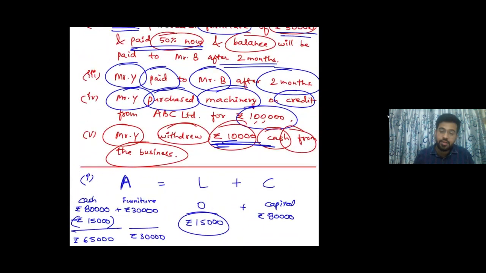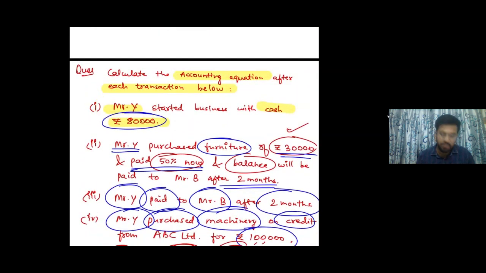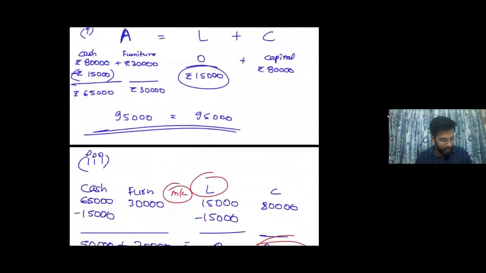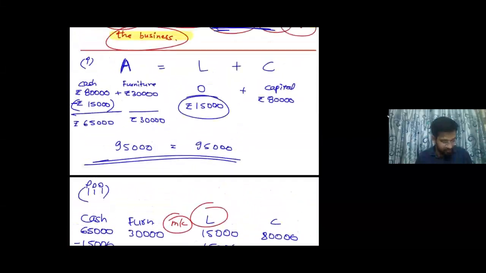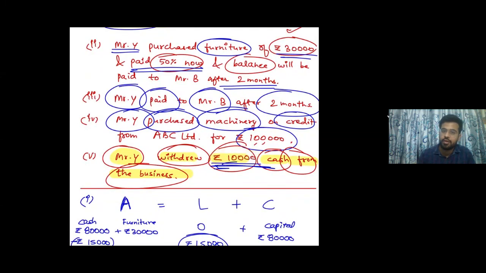It says Mr. Y has withdrawn rupees 10,000 cash from the business. Mr. Y started the business, so he's the proprietor. If the proprietor has invested some money, we say it is capital. Now, if he takes back the money, it is called drawings, and drawings will be deducted from the capital. So how much is the drawings? That is rupees 10,000. When there are 10,000 rupees of drawings, the capital will reduce by 10,000.